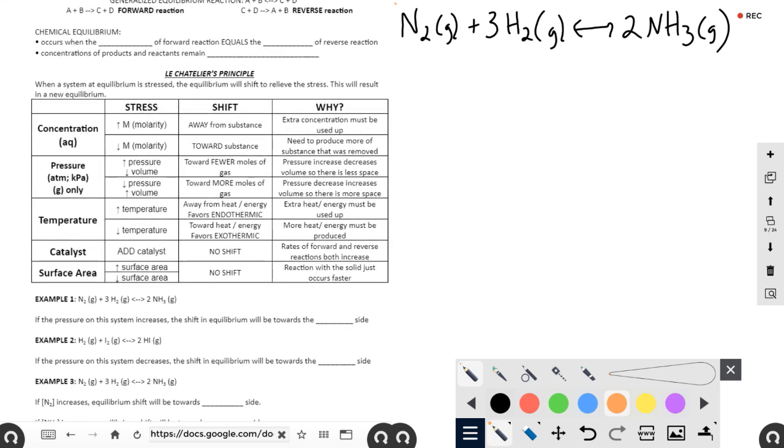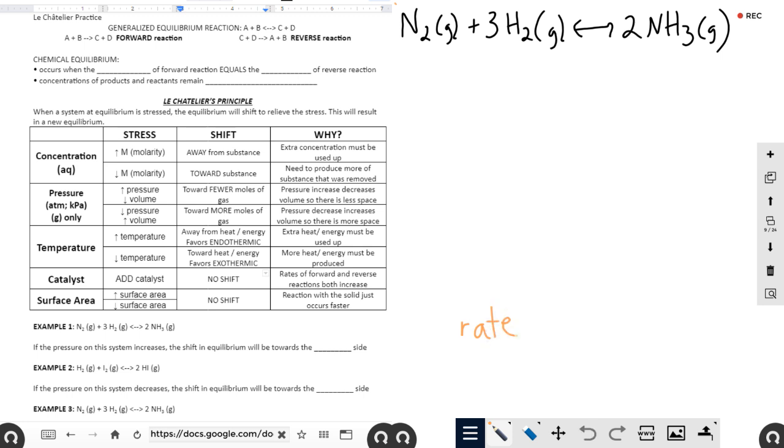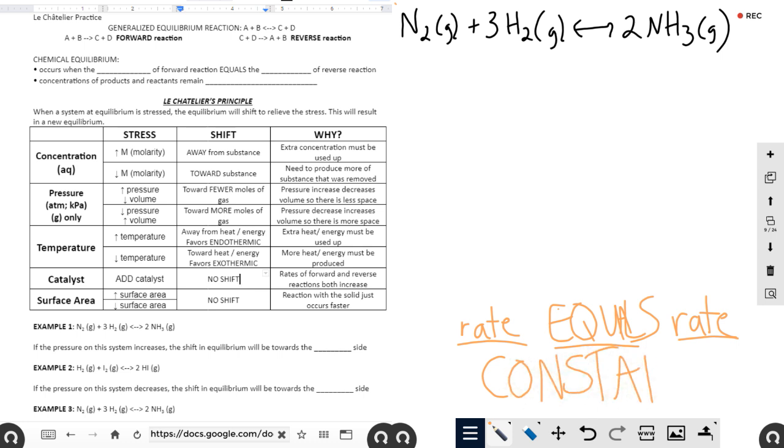So if we look at the top, there's a forward reaction and a reverse reaction based on that generalized equation. And then it has some blanks. Chemical equilibrium occurs when the rate of the forward reaction equals the rate of the reverse reaction, because rates must be equal. So what goes in the next blank? Concentrations of products and reactants remain constant. Okay? So rates are equal, concentrations are constant.